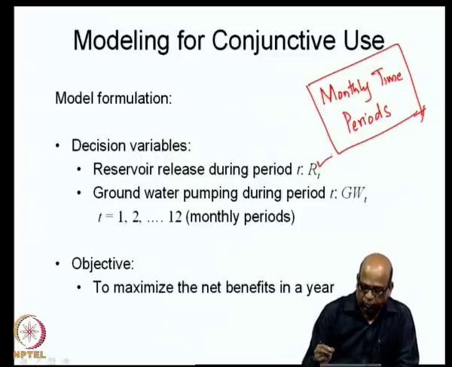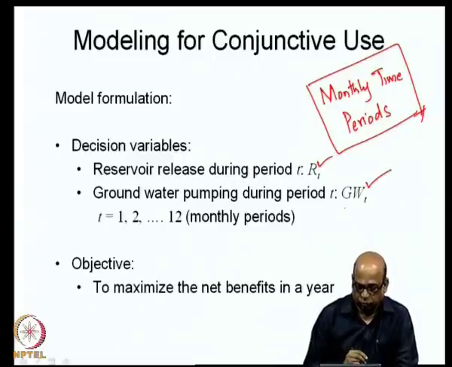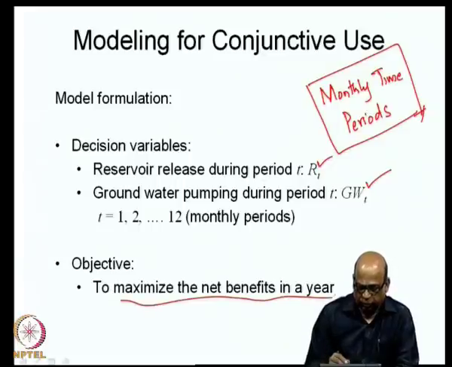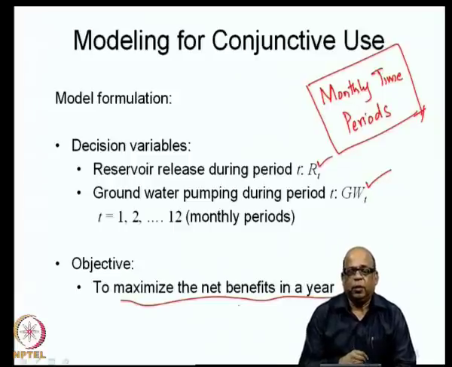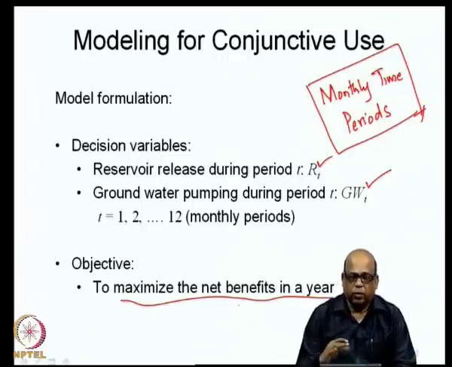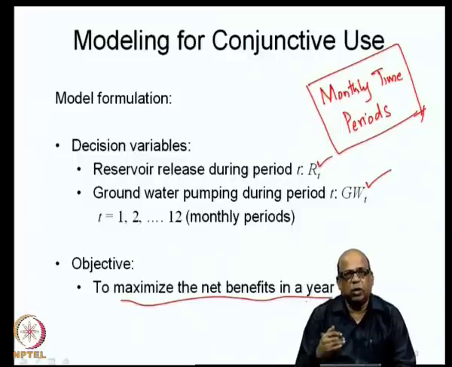So, RT is one of the decision variables, that is reservoir release during time period T, and the groundwater pumping during time period T, I will denote this as GWT. Now, as a simplest first cut of objective function, we will say that we want to maximize the net benefits in a year. Now, the net benefits need not always be economic benefits, you may have intangible benefits also included in the model, but right now for simplicity we will simply take it as economic benefits accruing out of the water resource systems operation.